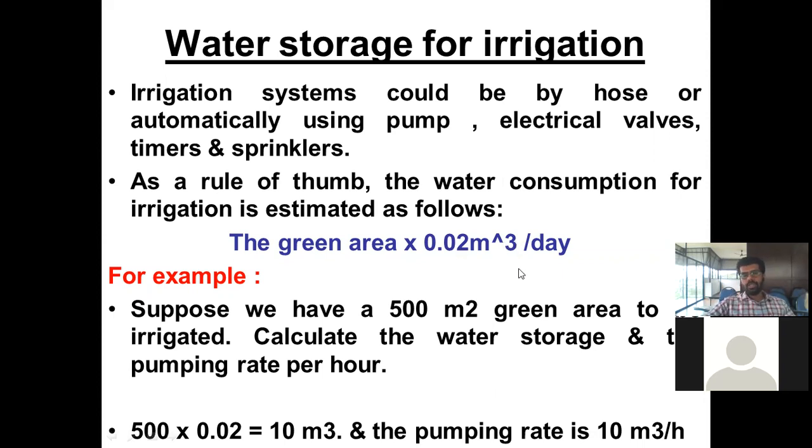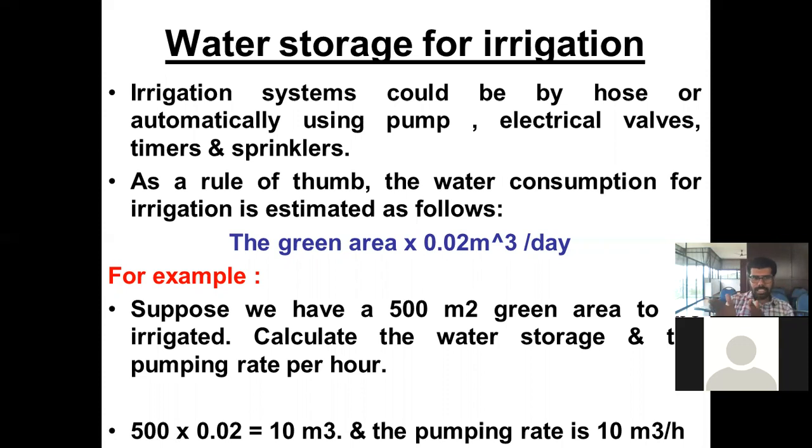So in a day, this is the formula: you have to multiply by 0.02 meter cube per day for the green area that you are trying to give water to, or where you are trying to give water for irrigation. For example, if the green area is 500 square meters, whatever irrigation or water supply method you use, how much water is being consumed?